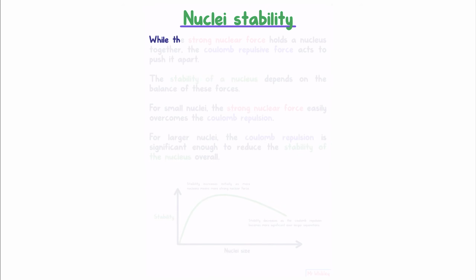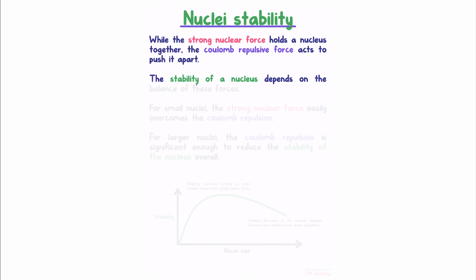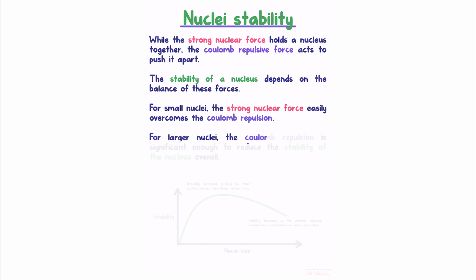Nuclei stability. While the strong nuclear force holds a nucleus together, the Coulomb repulsive force acts to push it apart. The stability of a nucleus depends on the balance of these forces. For small nuclei, the strong nuclear force easily overcomes the Coulomb repulsion. For larger nuclei, the Coulomb repulsion is significant enough to reduce the stability of the nucleus overall.